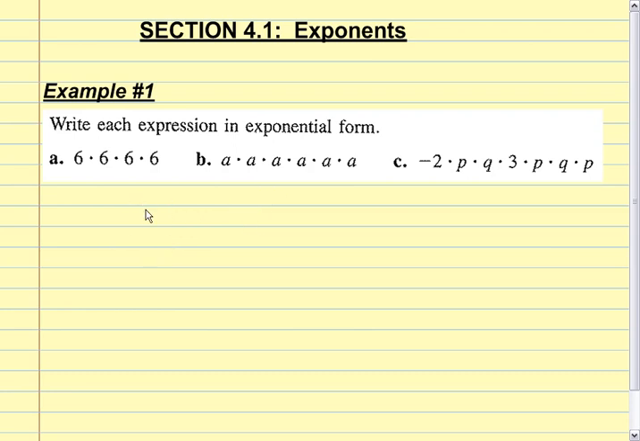Dylan, it doesn't get easier. Write each expression in exponential form. Here's A. 6 to the 4th. They didn't ask us to evaluate it. I don't know what 6 to the 4th is. 6 squared is 36, times 6 is 216, times 6 is, oh, I don't even know. 676? Maybe? I'm not sure. You can check me on that later. Dylan, what do we get?